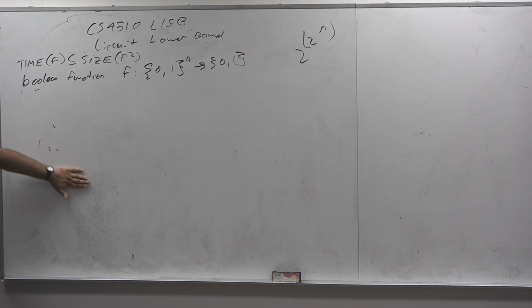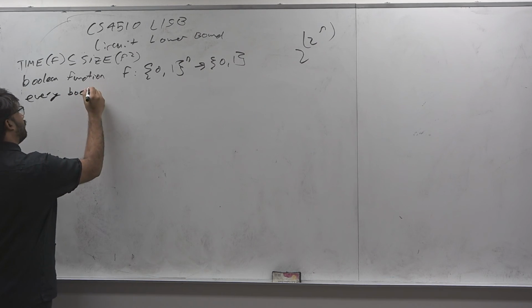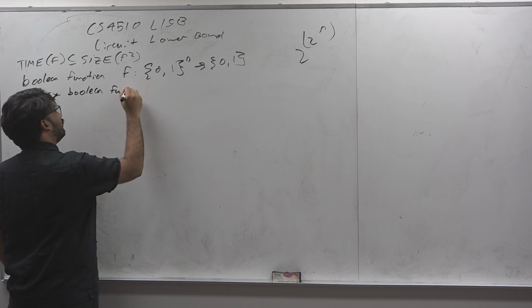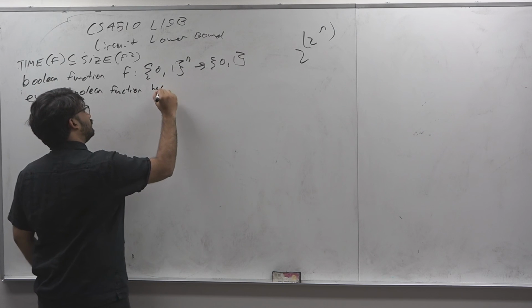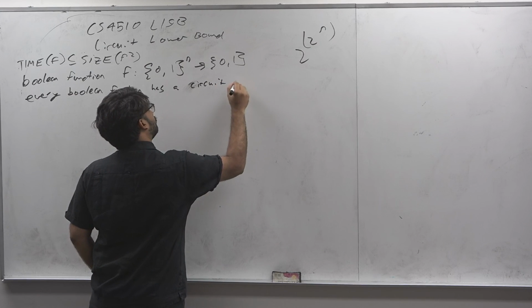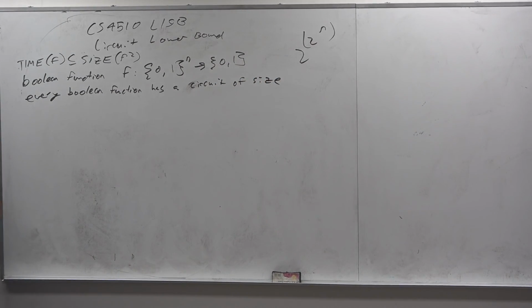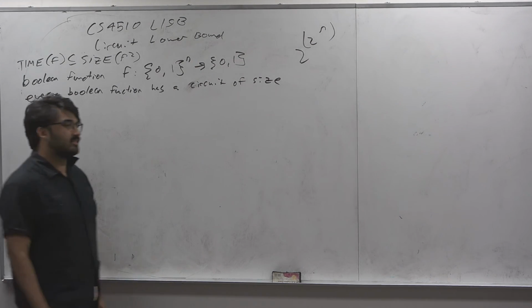We want to know a circuit, just a circuit upper bound. Forget lower bounds for a second. Every Boolean function has a circuit that implements it. Maybe it's a big circuit. How big is the circuit? What size? This is a tough question.